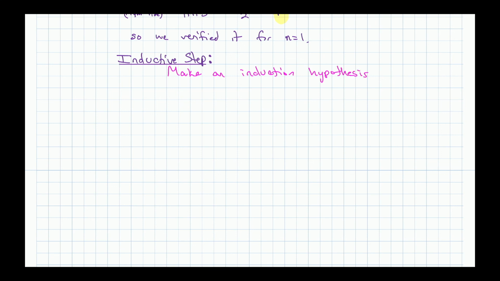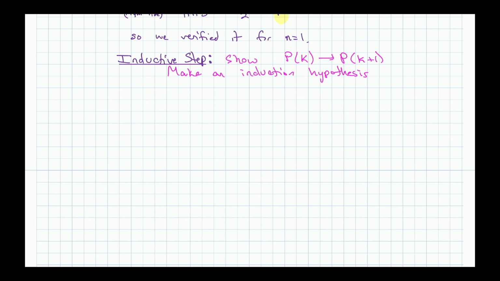Actually, let me say a little more. So what we're trying to do is we're trying to show this, right? We need to show P of k implies P of k plus 1. But how do you show that? Well, what you would do is you assume P of k is true, and then you try to show that P of k plus 1 is true, right? You're trying to show that you can get from here to here. So you assume that P of k is true. And that's what we call the induction hypothesis.